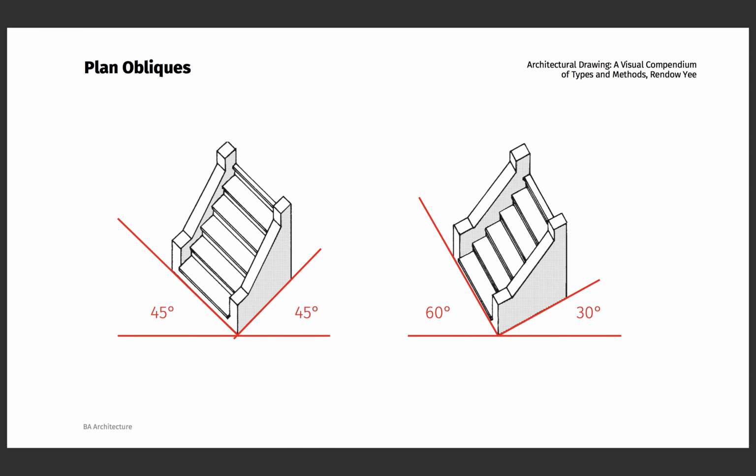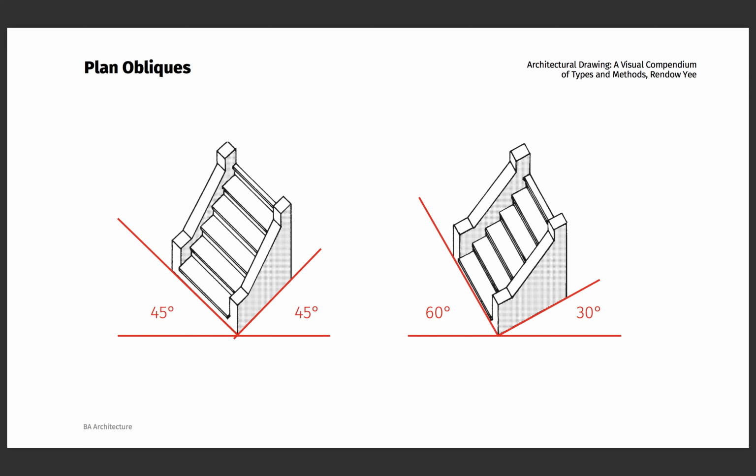Okay, so here we are. Let's have a little more detail on plan obliques. This is the one where you just take your orthographic plan and rotate it. Now you can rotate it to any angle. Commonly it's 45 degrees. But if you rotate it so it's at 60 and 30, as you can see in the example on the right-hand side here, you are creating a priority to a particular face.